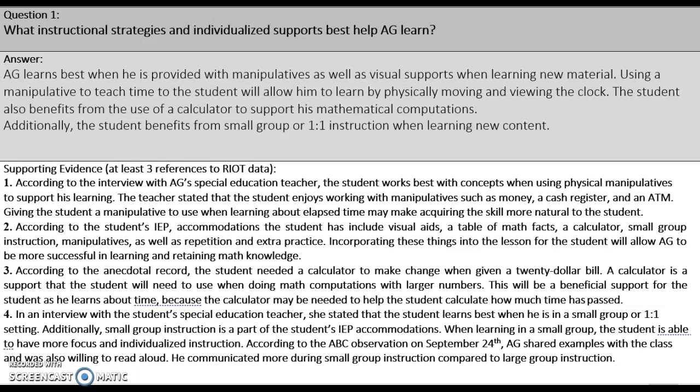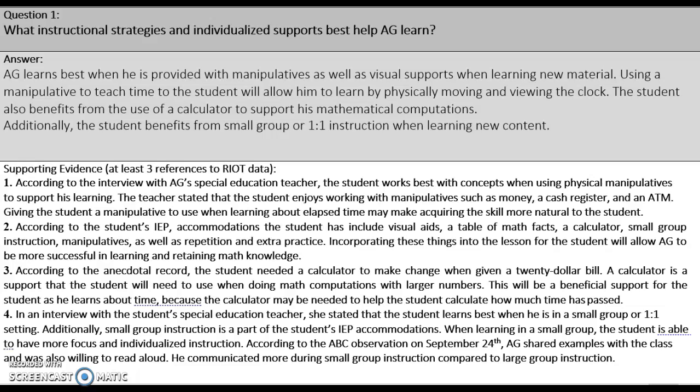student learns best when he's in a small group or one-on-one setting. And a small group is part of the student's IEP accommodations. So when he's learning in a small group, he's able to have more focused and individualized instruction. The field-based candidate then also references an ABC observation where the student shared examples with the class and was also willing to read aloud. He communicated more during small group instruction rather than when he was in large group instruction.